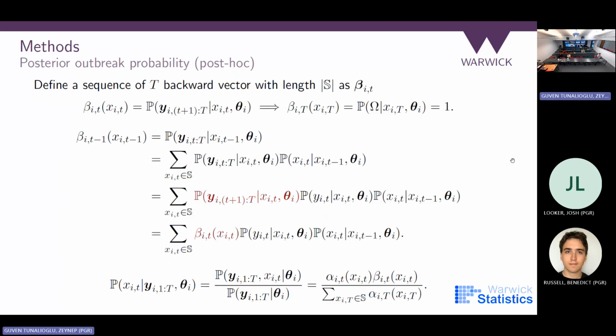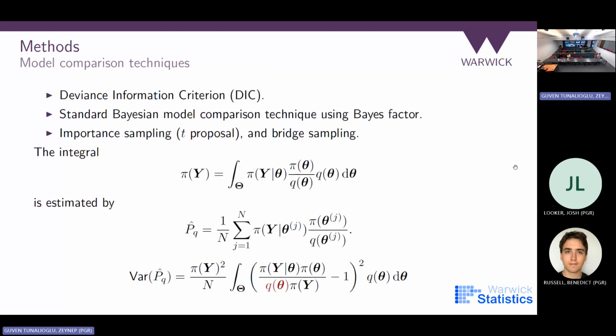So this is also the outbreak probability, which is post hoc, right? And that's literally what helps us quantify where an outbreak occurs at the end. So I'll have to skip that, I'm afraid.